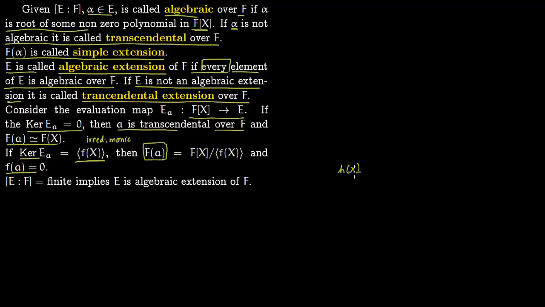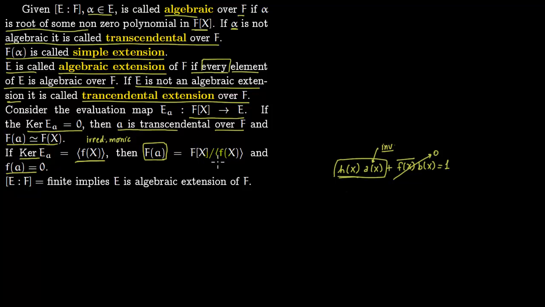So since this is coprime, you know that you can find polynomials a(x) and b(x) such that a(x)h(x) + f(x)b(x) equals 1. This holds because h(x) and f(x) are coprime. Now you evaluate it at the class, this portion will become 0, so this is equal to 1, and therefore this is the inverse. So anything you have here will have an inverse, so this becomes a field.